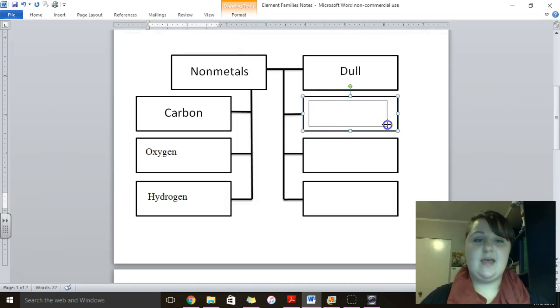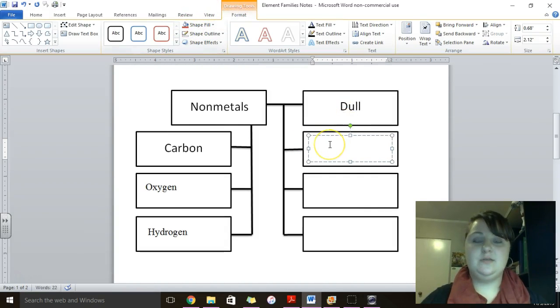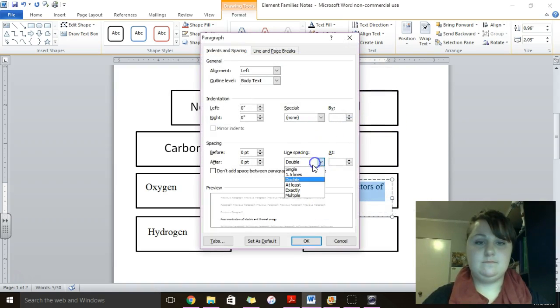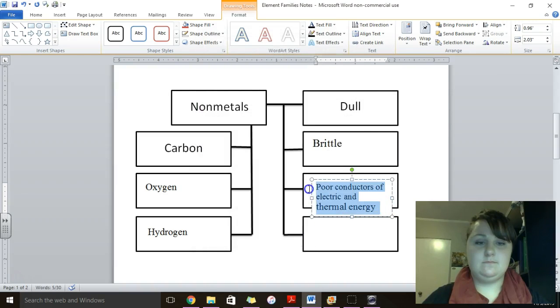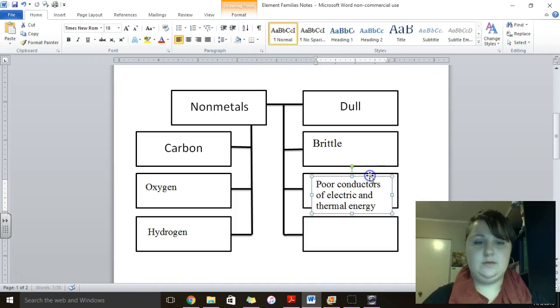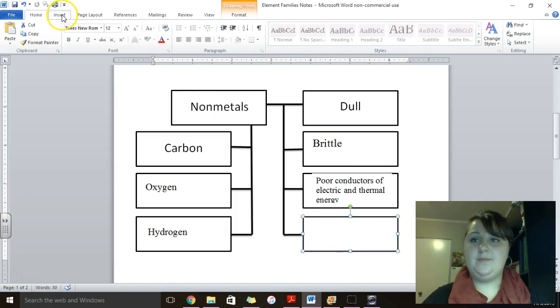It also said that nonmetals are brittle, which means they break easily. It said that they are poor conductors of electric and thermal energy, which you can't see, so let me fix that real quick. Okay. Just a little bit smaller. There we go. And it also said that they tend to have a lower density.